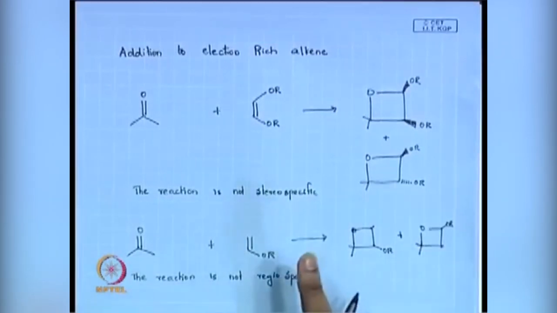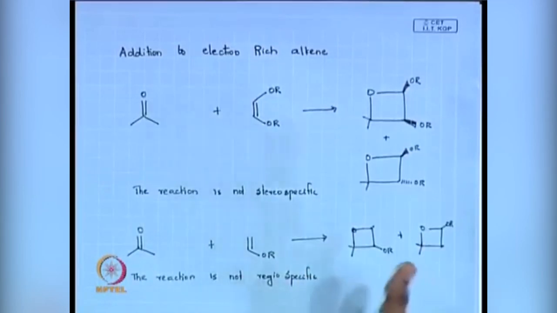So, this is a very important part. When you take a ketone and do a reaction with an electron rich alkene, the reaction is not stereospecific and the reaction is not regiospecific. You get products like this. Keep that in mind whenever you do any examples. Clear?